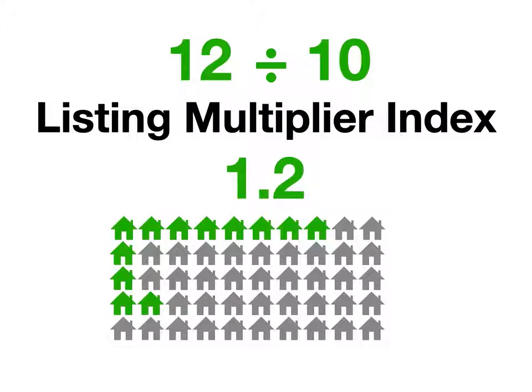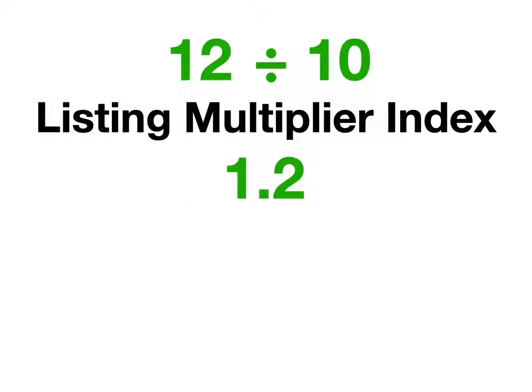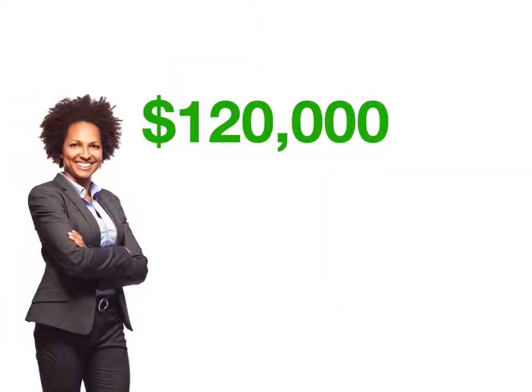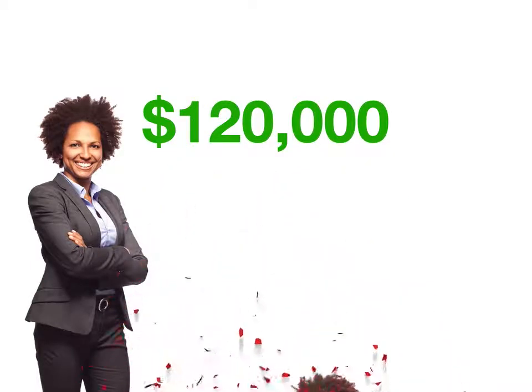And that means that your current system is likely to produce 1.2 transactions for every listing that you take, even on your next listing. So if we turn that into money now and say that on average, one side of a transaction is worth $10,000, that means you made $120,000 on those last 10 listings, but you lost $380,000 because you didn't get the other 38 transactions. You could have had them if you had a systematic way to do it.